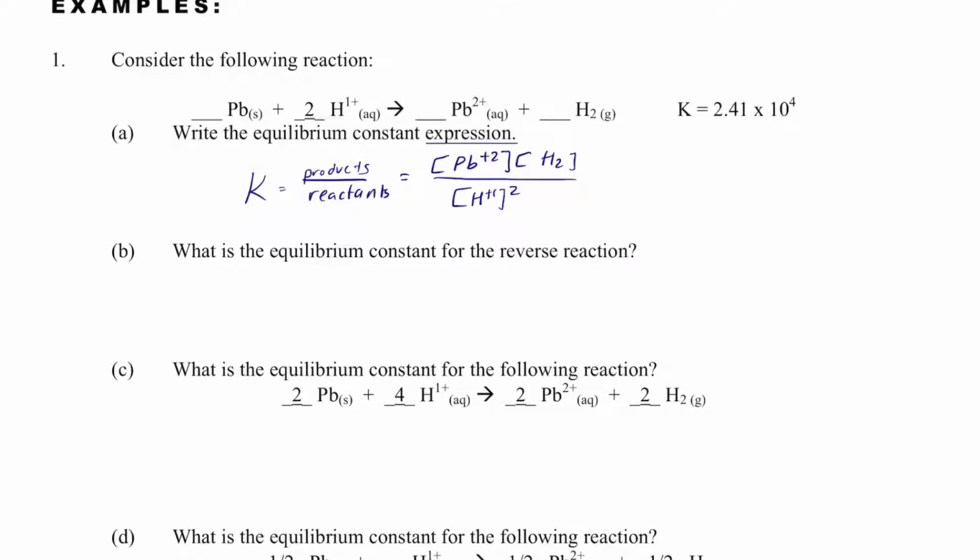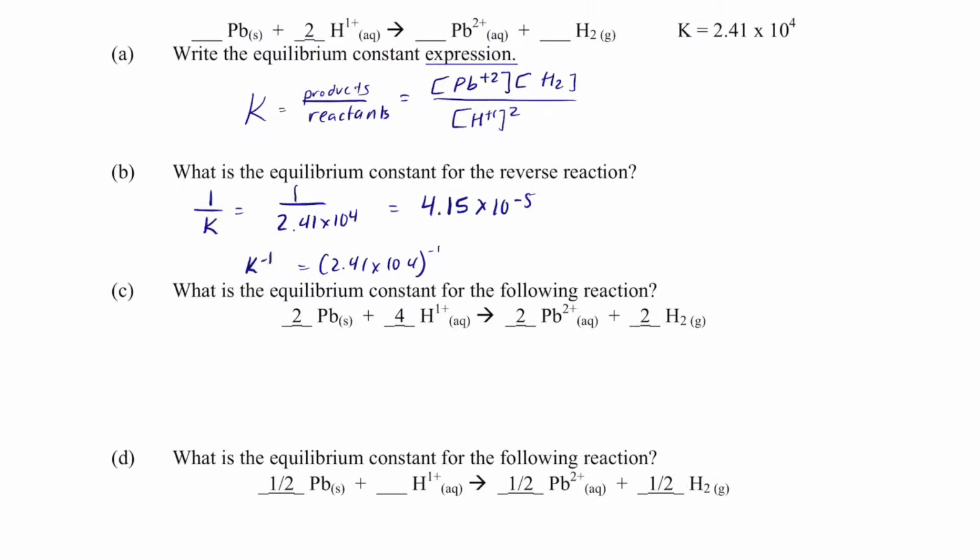Okay, so for the reverse reaction, products and reactants are just flipped, and so that'll actually be just the reciprocal, 1 over K. So that'll be 1 over 2.41 times 10 to the fourth. Plug that into your calculator, and you should get 4.15 times 10 to the negative fifth. Or you could think of it as K to the minus 1 power, which is 2.41 times 10 to the fourth to the negative 1 power. Okay, you should get the same answer.